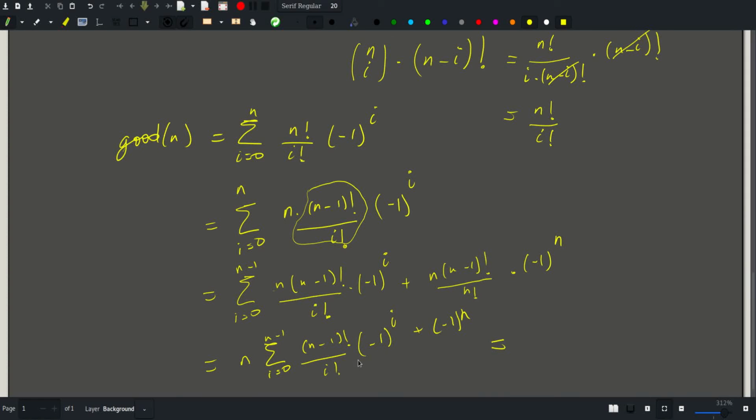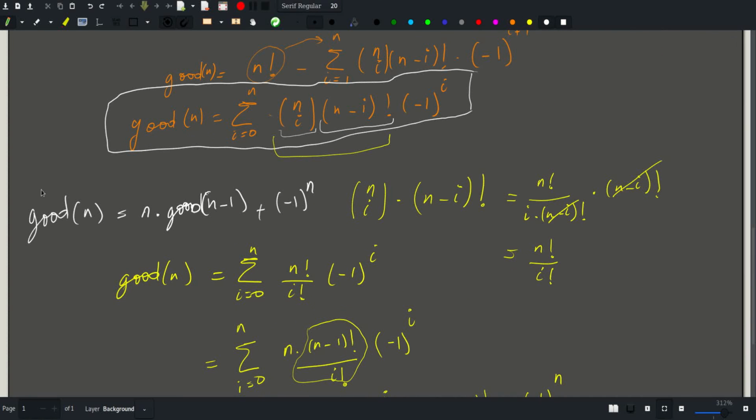which will give us, at the end, good of n minus 1. So this will be just n times good of n minus 1 plus negative 1 raised to the n. So this is our formula. Good of n will be just equal to n times good of n minus 1 plus negative 1 raised to the n. And we need a base case in order to calculate this.